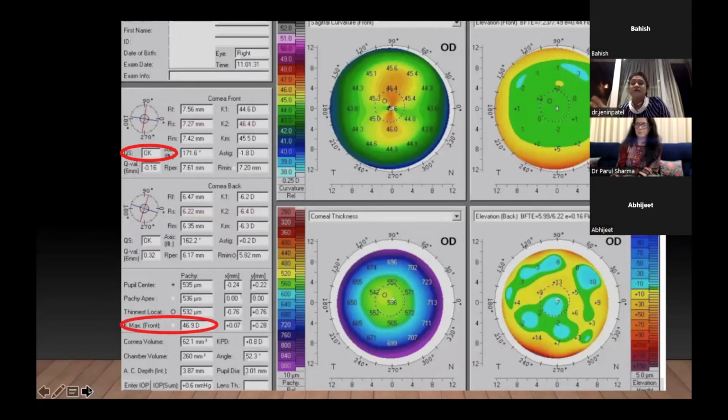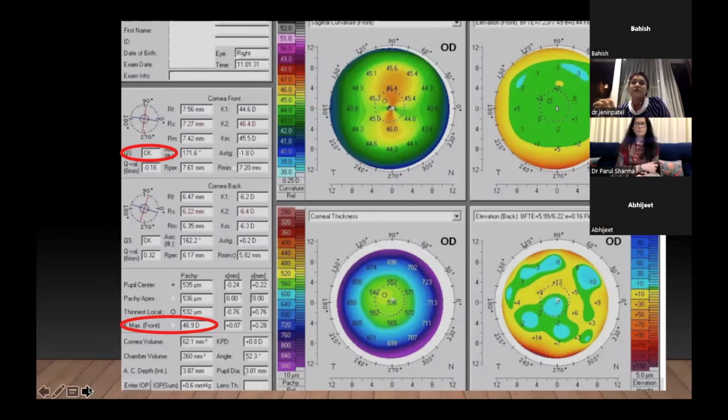Now the K-max is very important because this is one of the things which will help you decide whether you want to go ahead with a blade surgery or a femtosecond surgery. Your cutoff value is 47. Anything beyond 47 should be suspicious to us, and anything beyond 47 should not really be put through a blade.